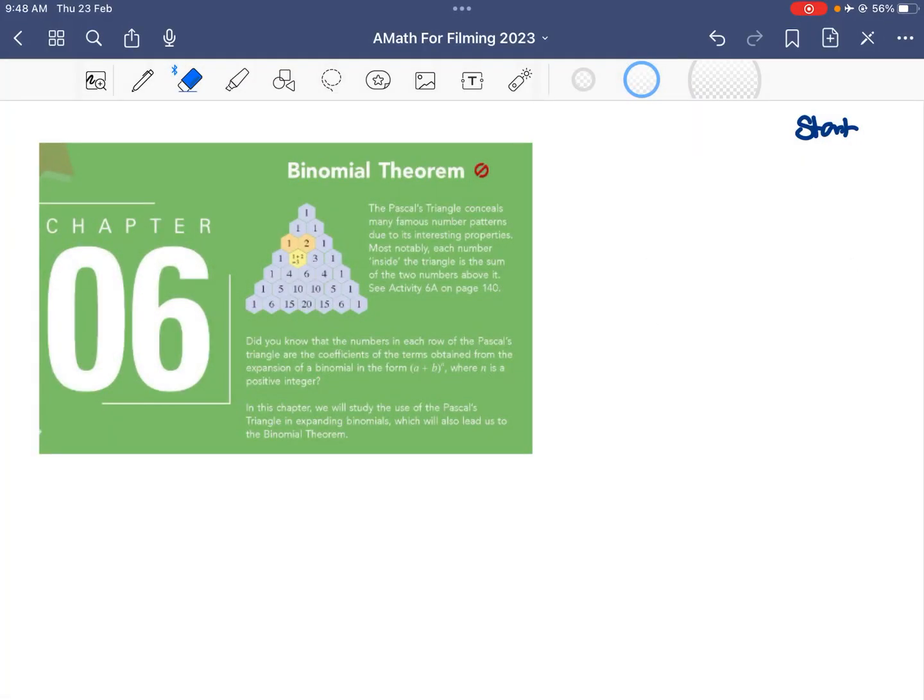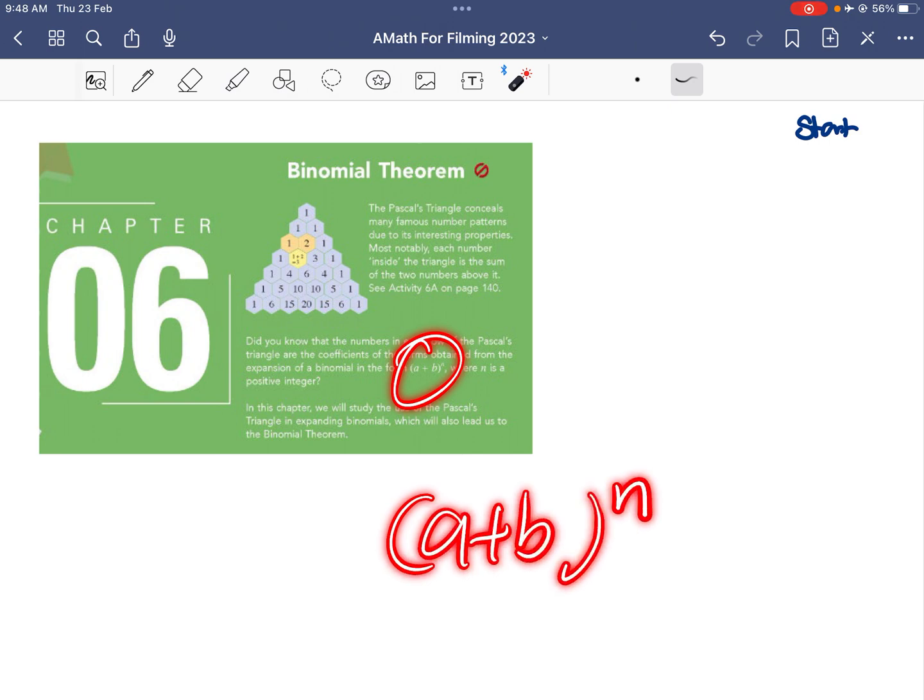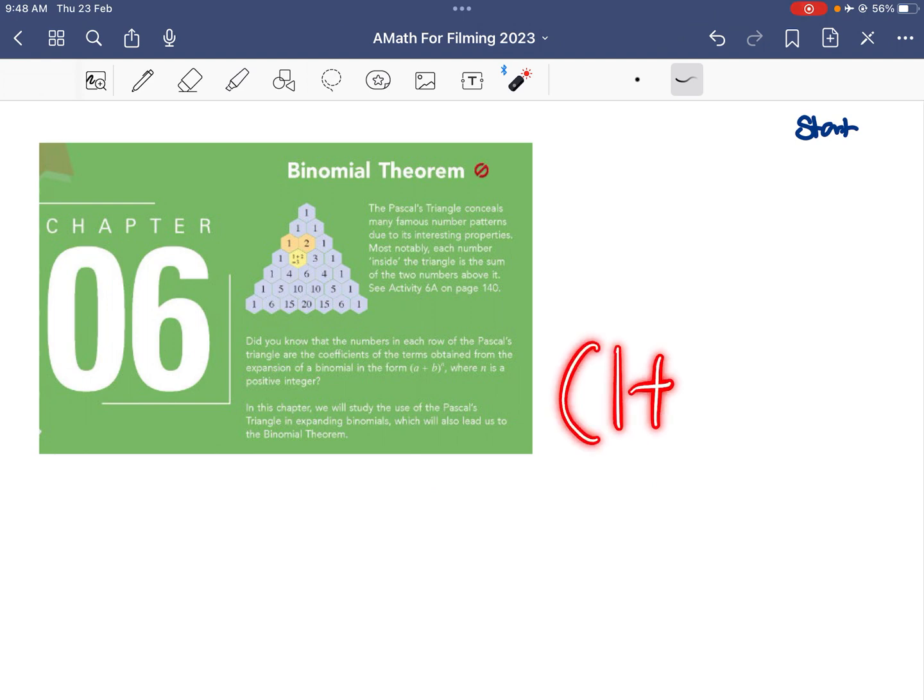Okay, today we're going to do 6.1 on the binomial theorem. The binomial theorem is about expanding (a + b)^n. So you can see over here, expanding (a + b)^n. But for 6.1 itself, we'll actually just be expanding (1 + b)^n. So this simplifies the expansion a bit.